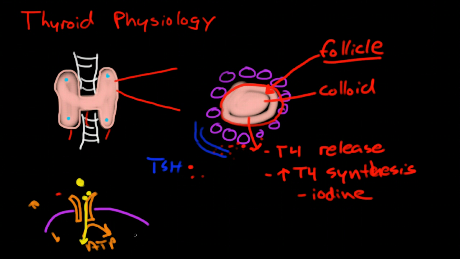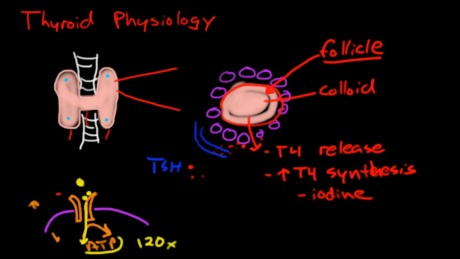Now, interestingly enough, this is one of the most potent pumps that we have in our body, so it can make magnificent concentration changes. So, let's see, potassium has a concentration ratio of I believe about 30 to 1, and the concentration ratio of iodine via this pump can be up to 120 times as concentrated inside the cell. So it's very concentrated.